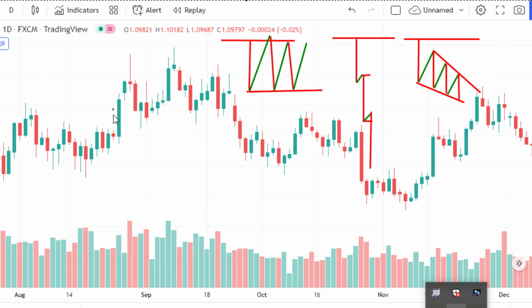So now I am showing another thing here. This is the EUR/USD pair, one day chart, on the TradingView platform. If we add this level and this level and this level and this level, we can call it a channel.